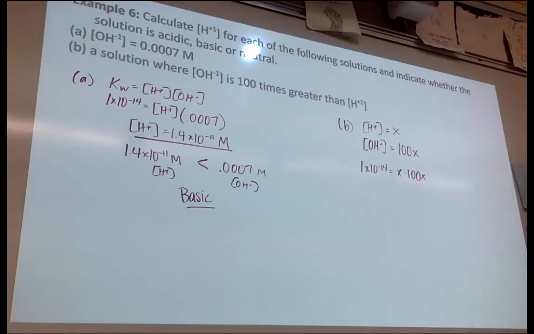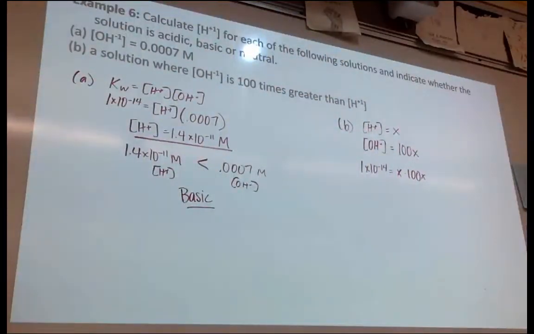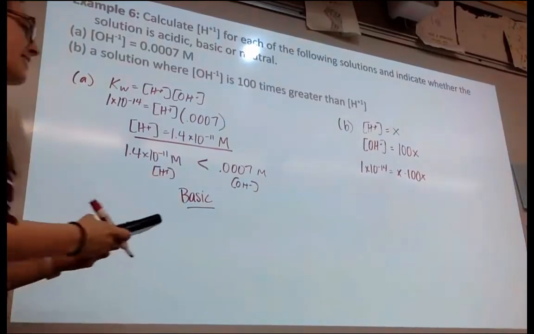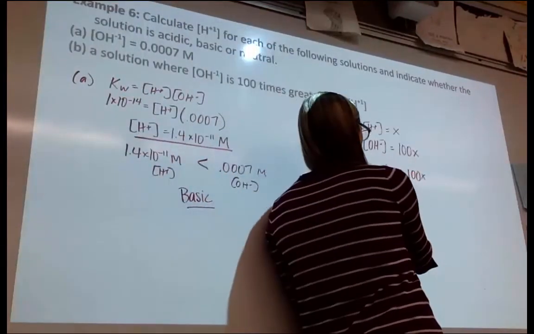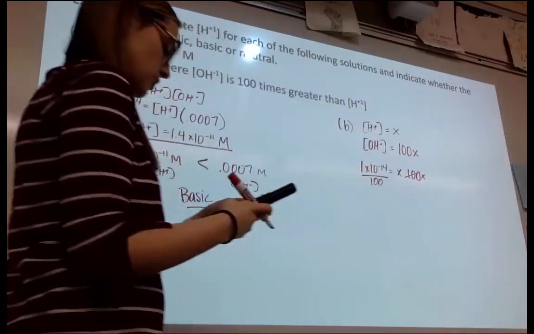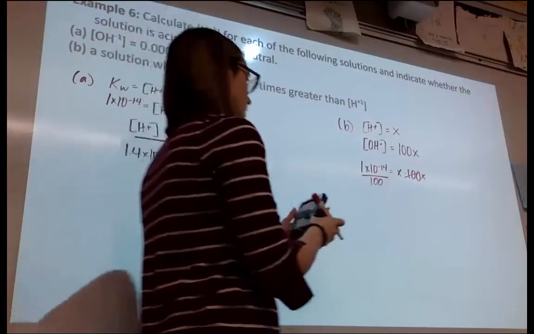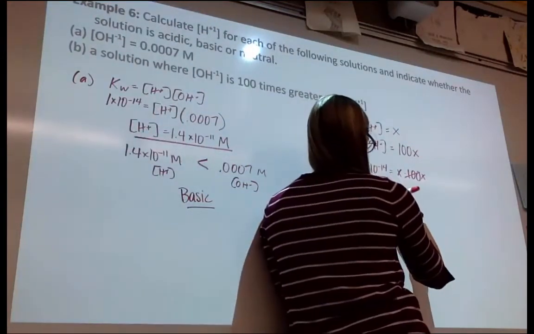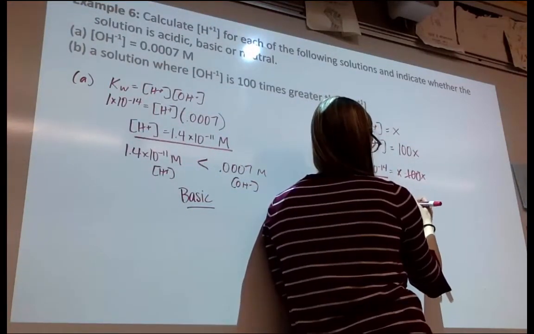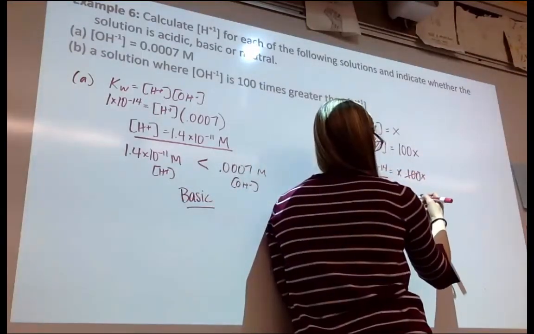Now be careful with this math. Can we do this without a calculator? Yes, I'm just going to save some time. So we're going to start by dividing both sides by 100, because that gets rid of that 100. So 1e to the negative 14 divided by 100 is 1 times 10 to the negative 16. What is X times X? X squared.